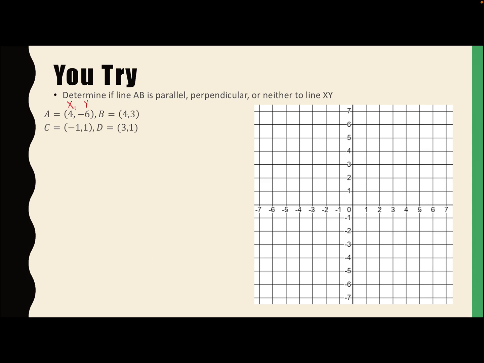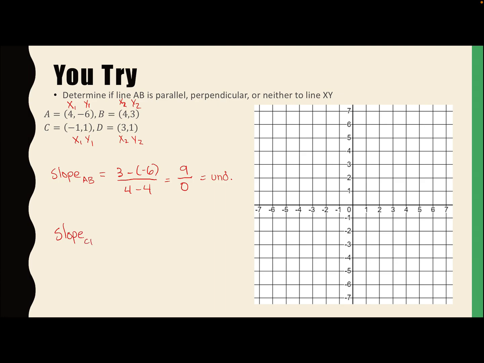So the last one for us, like figuring out if the lines are parallel and perpendicular, we have the points 4, -6, and 4, 3 for line AB. So x2, y2. For line CD, we have x1, y1. We have -1, 1, and x2 is 3, and y2 is 1. So the slope for AB is going to be 3 minus -6 over 4 minus 4, and that's going to be +9 over 0. And +9 over 0 is going to be an undefined line segment. I mean, the slope is going to be undefined.